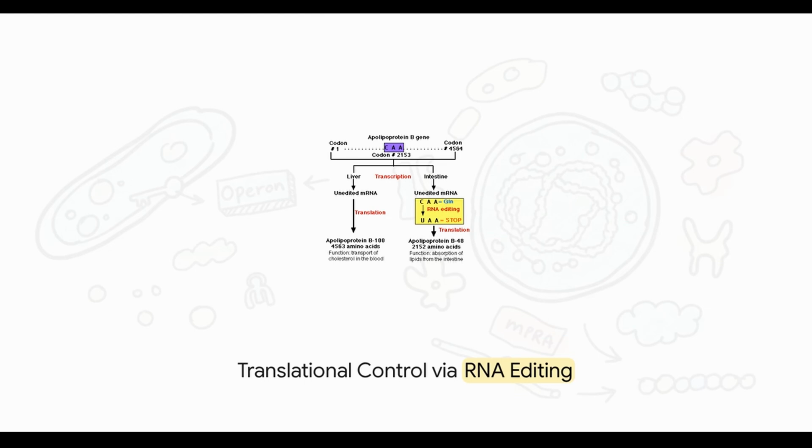At level 4, translational control, things get even more specific. Take a look at this incredible example with the apolipoprotein B gene. The exact same mRNA transcript is produced, but in the intestine, a specific RNA editing process alters a single letter, changing a C to a U in that yellow box. This creates an early stop codon. So, while the liver translates a massive 4,500 amino acid protein to transport cholesterol, the intestine translates a much shorter 2,100 amino acid protein specifically designed to absorb lipids. The exact same gene yields a totally different functional output based entirely on tissue location.